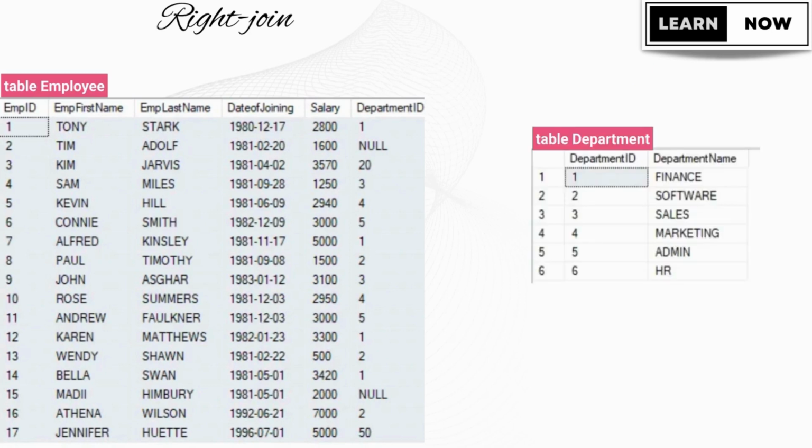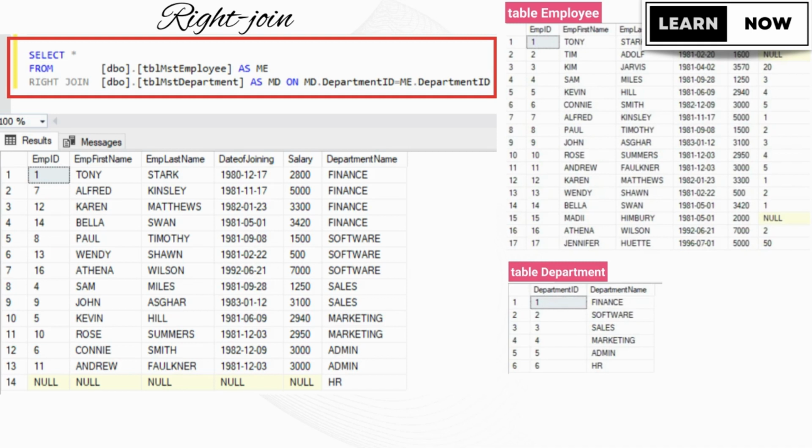Employee table contains employee information and department table contains department information. We can use the right join to get all the departments and their employees, including the departments who are not assigned to any employee. Here's the SQL code for a right join between the employee and department tables.